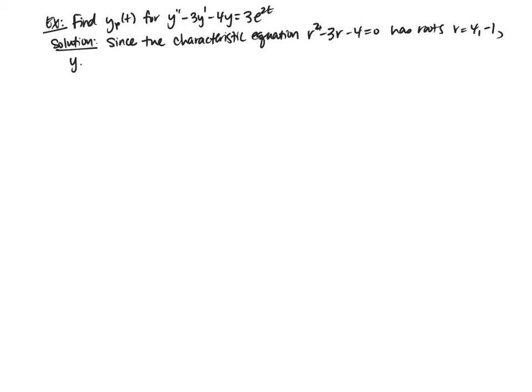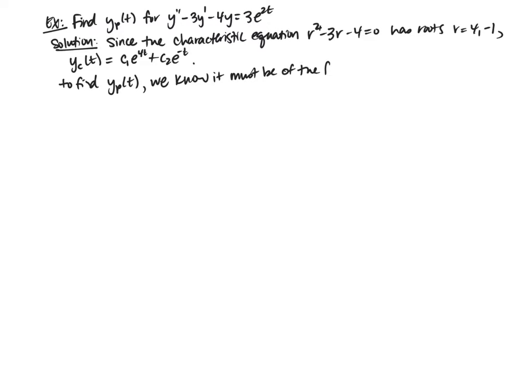we have that yc of t, the solution to the corresponding homogeneous differential equation, is going to be c1 e to the 4t plus c2 e to the negative t. Okay, we did that sort of thing before. So to find yp of t, we know it must be of this form.